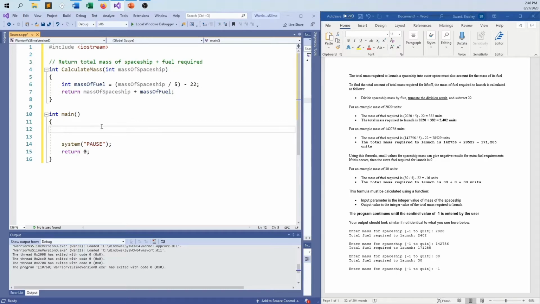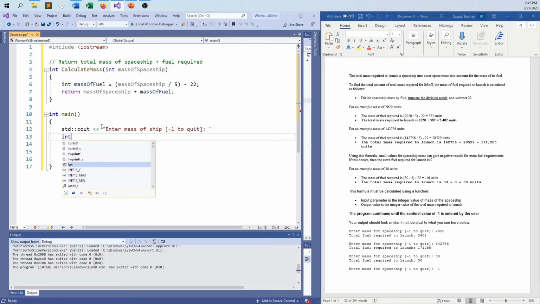a sentinel value function. This is the first day back for me making videos, so I'm going to be a little more jumbly than normal. So what are we going to do here? Well, I need to get some input, std::cout, and you go enter, what is it? Enter mass of spaceship. I'll just simplify it here. And then just say -1 to quit, colon, all right.